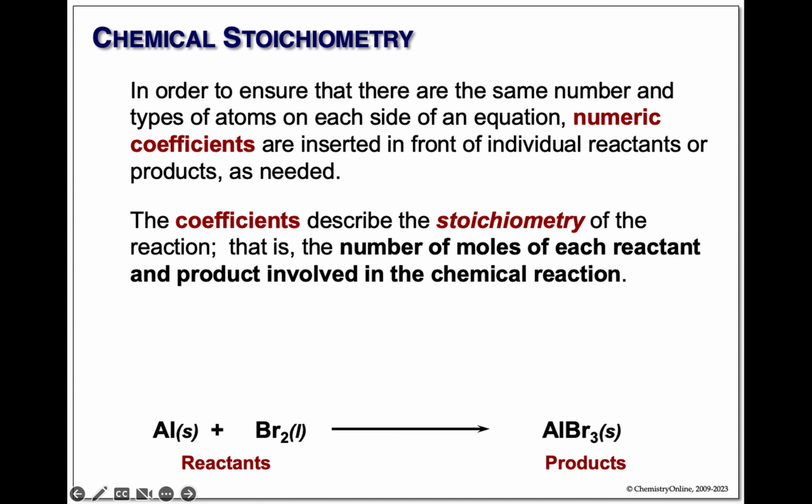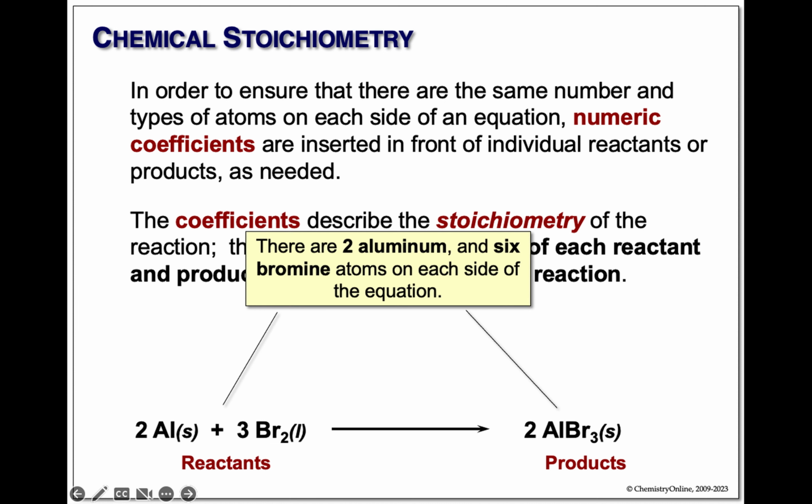Now, as we talked about in Chapter 5, my first step is always to try to get things either all even or all odd. And we can make the Br3 here even by sticking the coefficient 2 in front of it. That gives us 6 bromines on this side, only 2 here, but at least they're even. So we can stick a 3 in here and then fix it. Our 2 aluminums, we needed 2 out in front. 2 aluminums, 6 bromines on each side.